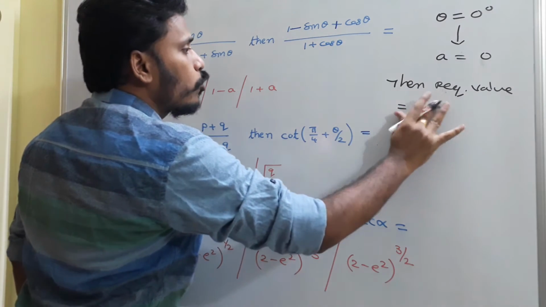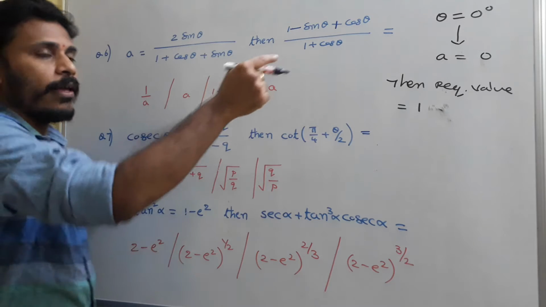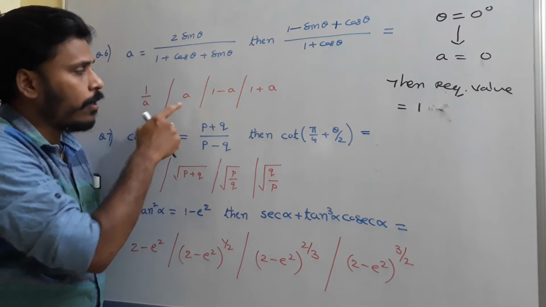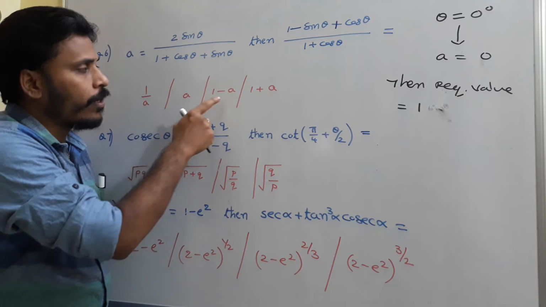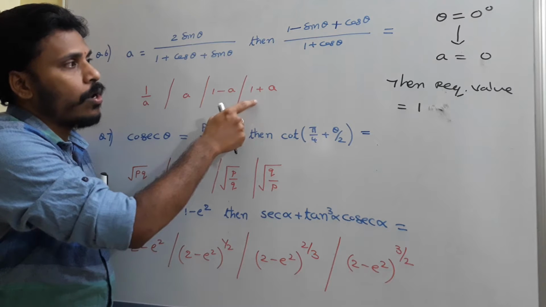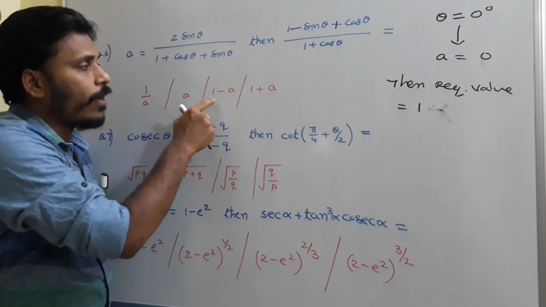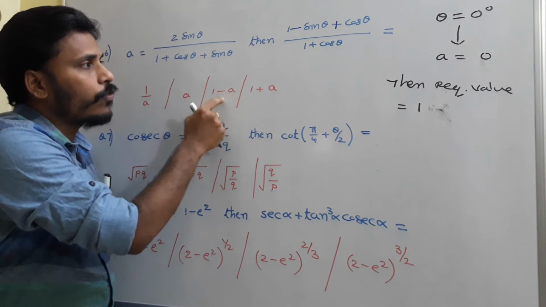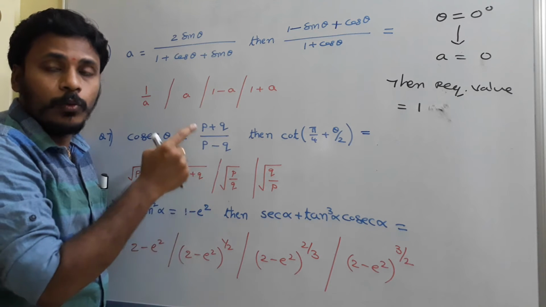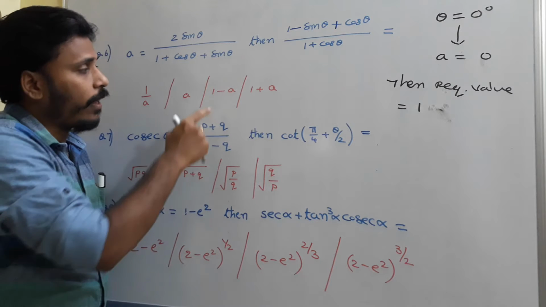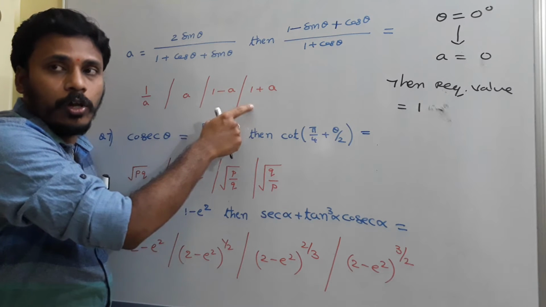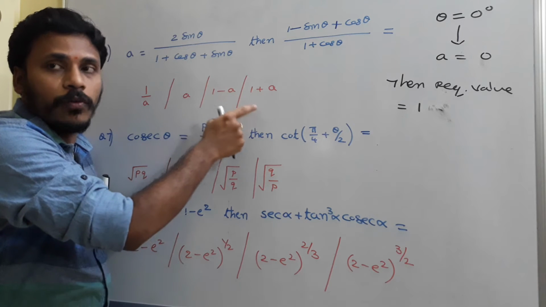And we need to choose the suitable option by replacing a with 0. If you replace a with 0, 1 by 0 is not 1. This is directly 0. This is 1 minus 0, which is 1. This is 1 plus 0, which is also 1. So either one of these two is our option. If you take theta equal to 0, then either 1 minus 0 is 1 or 1 plus 0 is also 1. So any one of these two is our option.